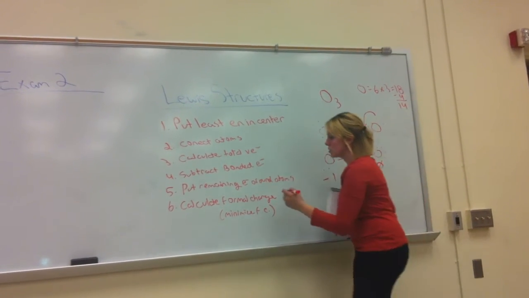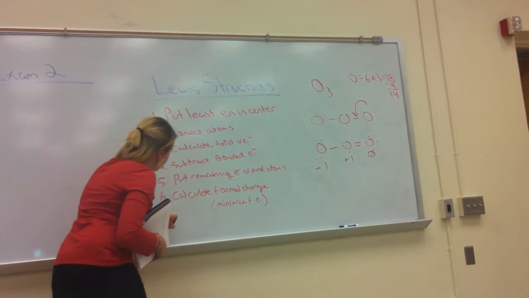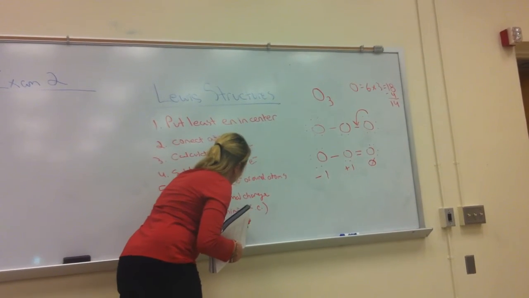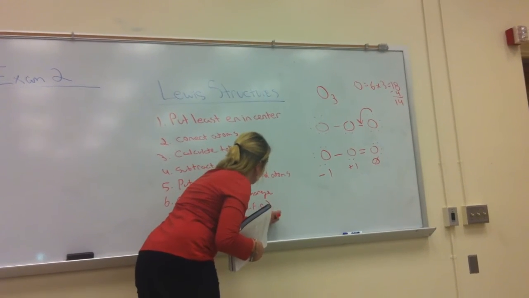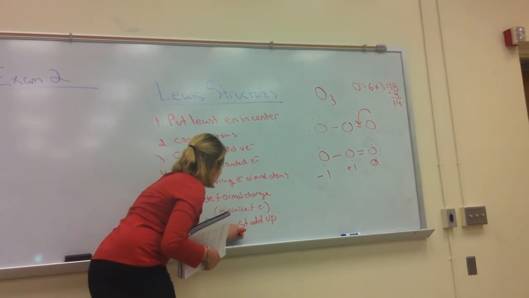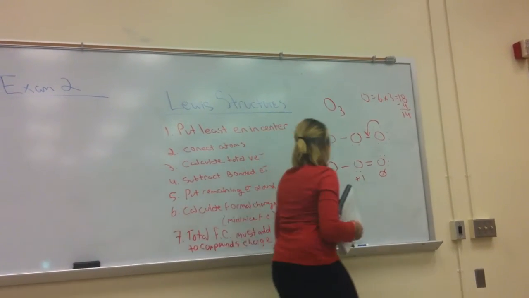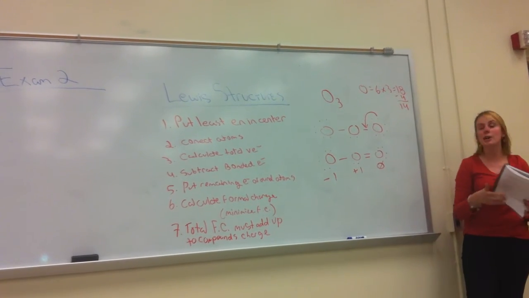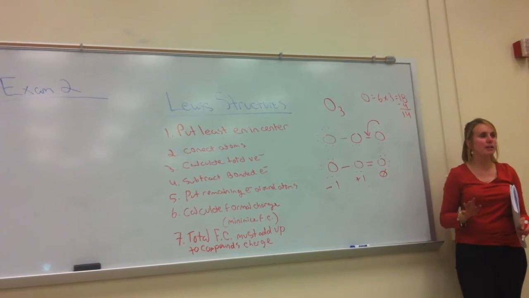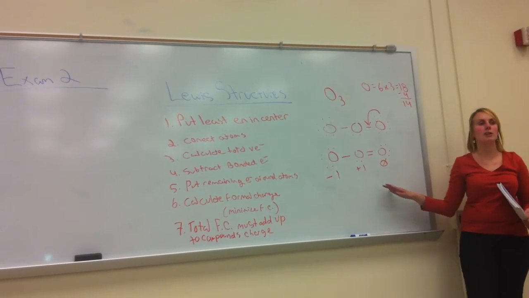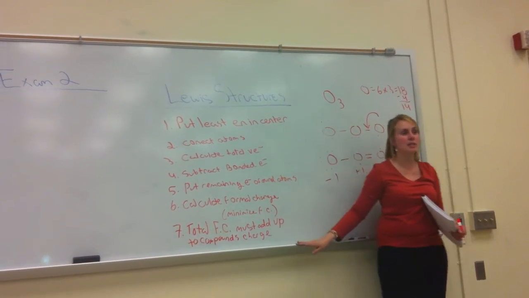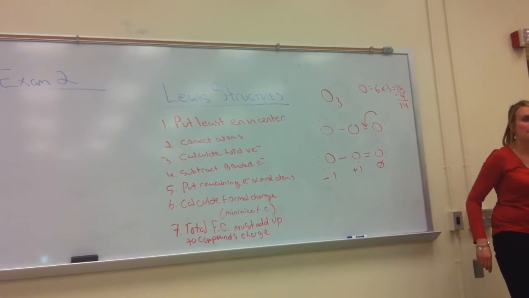Also remember your formal charge. So step 7, the total formal charge must add up to the compound's charge. For instance, here I see that the total charge for O3 is 0, so once I add all these formal charges up, it must equal 0. Is everyone in this room good on calculating formal charges? Everyone good on finding the best Lewis structure? As long as you follow these rules step by step, you should be able to get to the best Lewis structure.